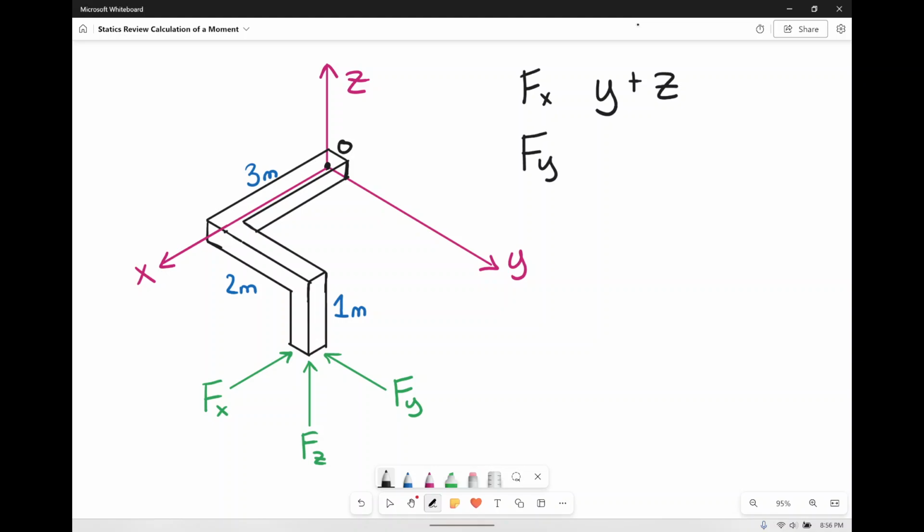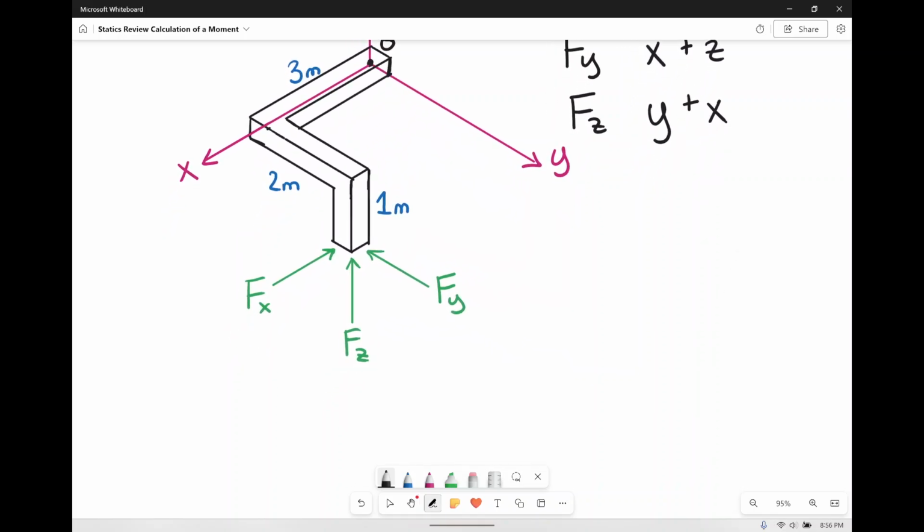For the Y force, it is the X and Z directions. And for the Z force, it's the Y and X directions, however you want to say it. If you haven't noticed, it's obviously the other two directions, not the one that the force is in. So these are possible directions that they could create the moment, and it all depends on where these forces actually are in your picture.